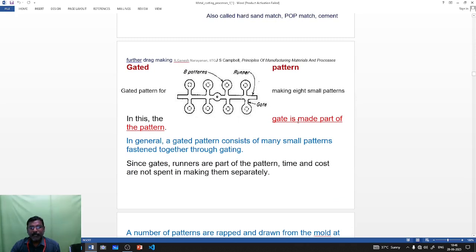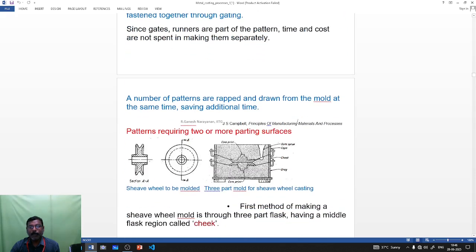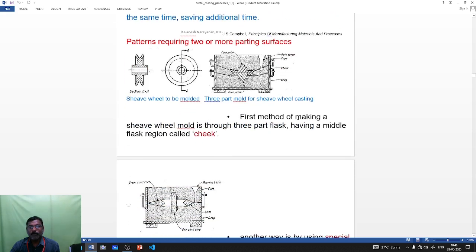In general, a gated pattern consists of many small patterns fastened together through gating. Since gates and runners are part of the patterns, time and cost are not spent in making them separately. A number of patterns are rammed and drawn from the mold at the same time, saving additional time. The first method of making a wheel mold is through a three-part flask having a middle flask region called a cheek.